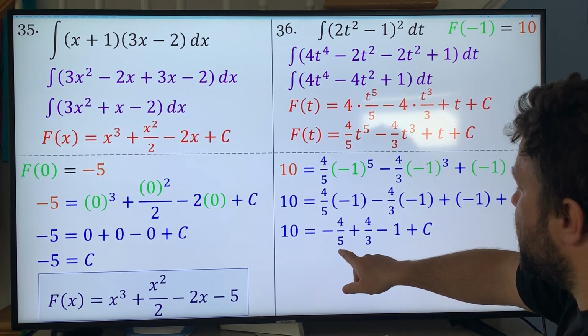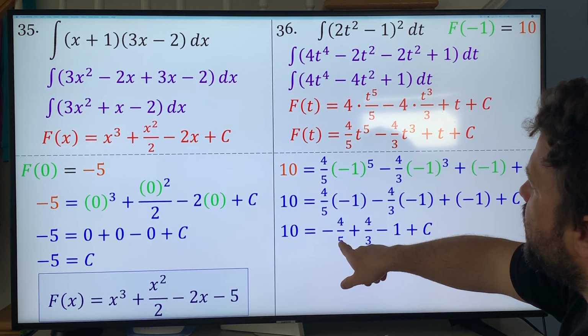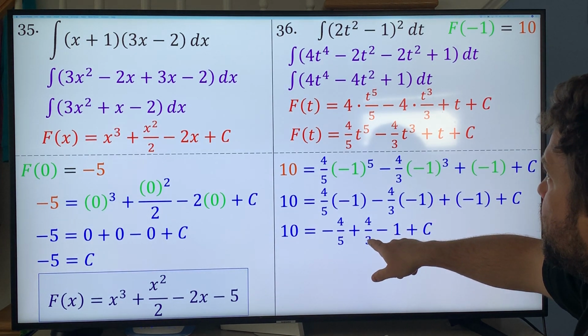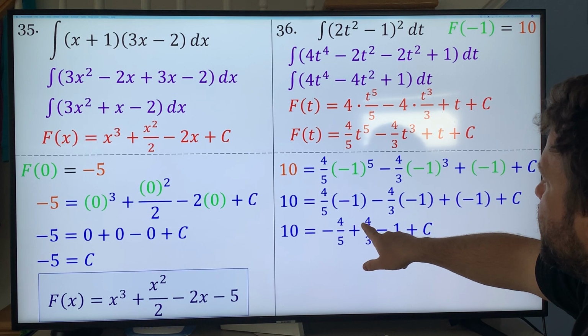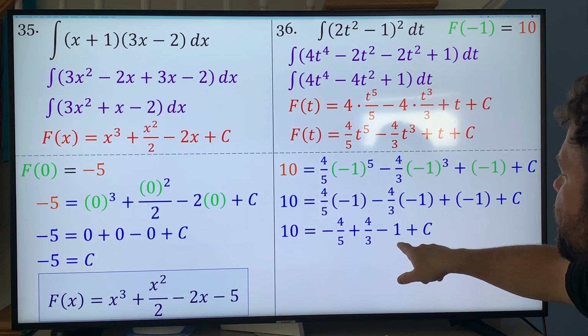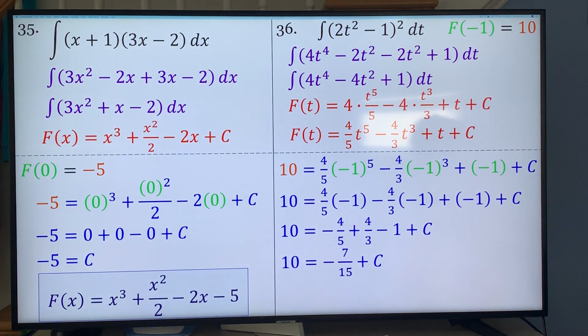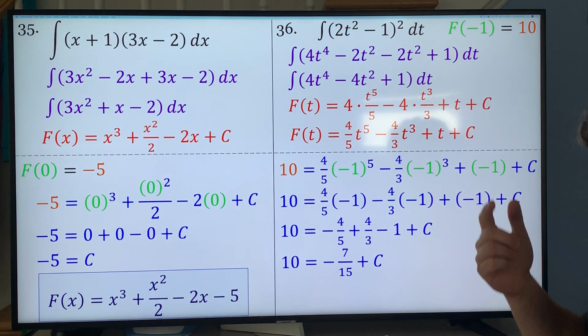All right, this becomes, what we have to use, 15. Negative 12 over 15 plus 20 over 15, which is 8 over 15, minus 15 over 15. So let's see if I get this right. 8 minus 15 is negative 7 over 15. Oh, look at that. Mental math.